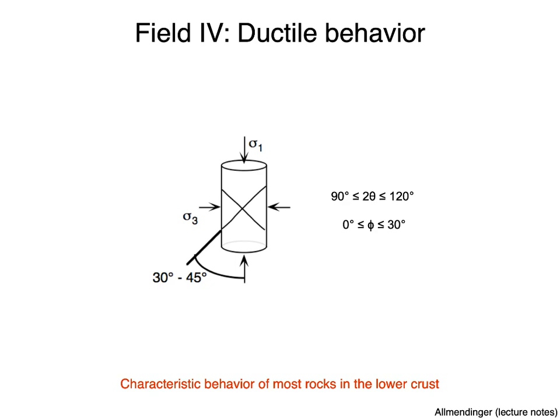The fractures become nearer and nearer to the planes of maximum shear stress, which are located at 45 degrees from sigma 1. Phi becomes closer to 0 and the failure envelope becomes flat, which means that the differential stress at yield, or size of the Mohr circle, is constant, regardless of increasing confining pressure. This failure envelope is known as the von Mises failure envelope, from the scientist who studied this regime. This is the characteristic behavior of most rocks in the lower crust.